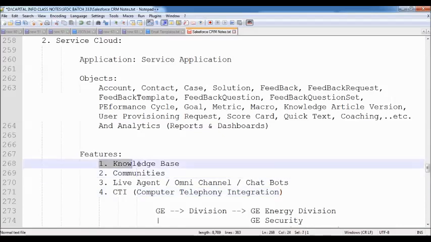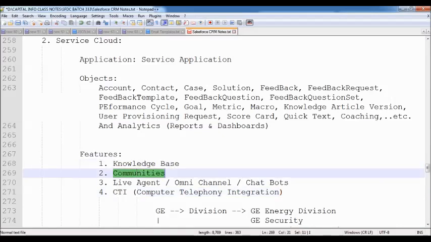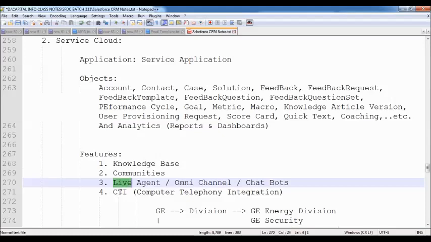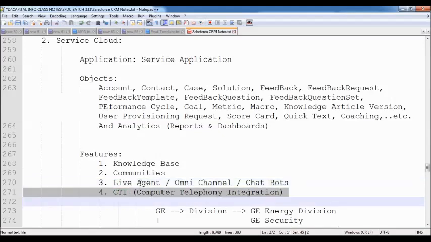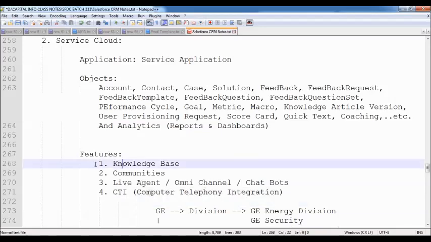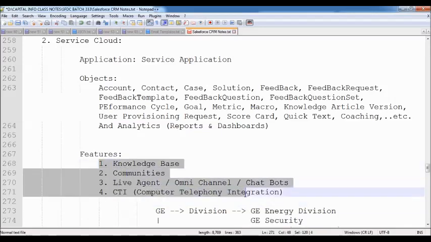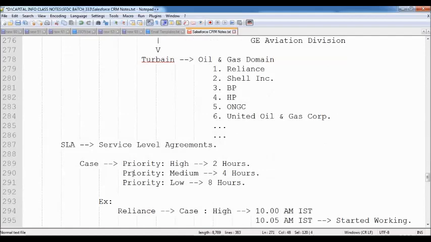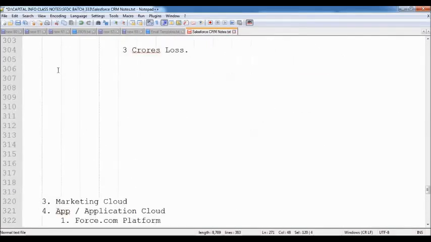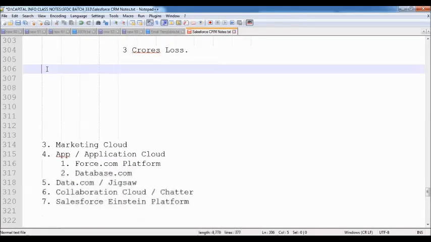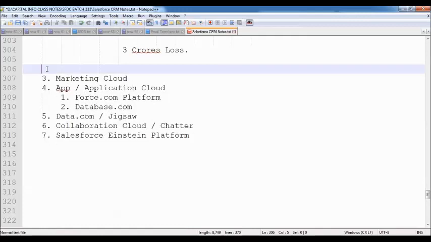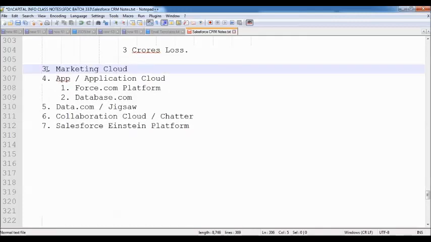What exactly the knowledge base, communities, live agent and CTI are, we'll see in the next session. In the next session, we'll see the remaining information. We'll see these four features. Along with that, we'll continue with the remaining cloud services offered by Salesforce, like the marketing cloud, app cloud, data.com, collaboration cloud, and Steam platform. Everything we'll see one by one.